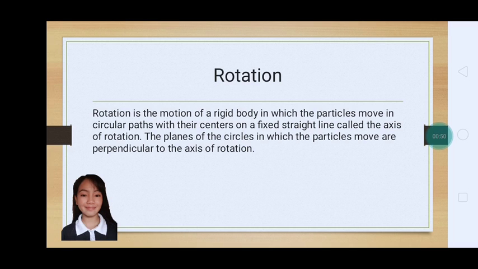So, rotation is the motion of a rigid body in which the particles move in circular paths with their centers on a fixed straight line called the axis of rotation. The planes of the circles in which the particles move are perpendicular to the axis of rotation.